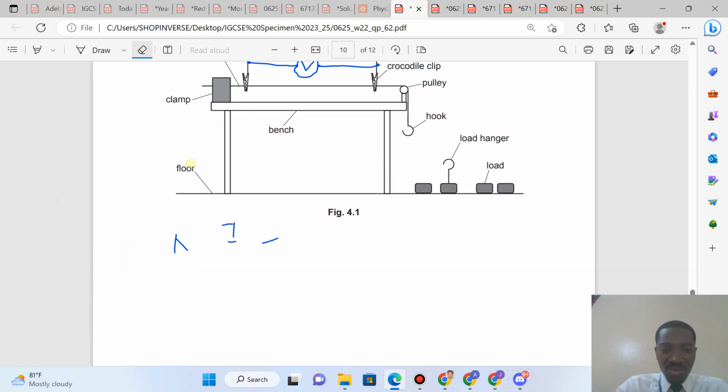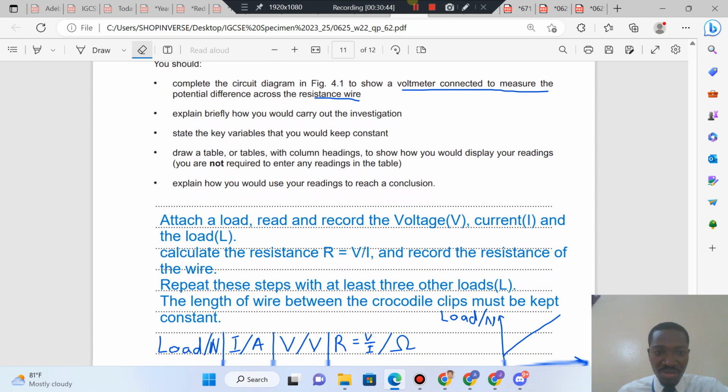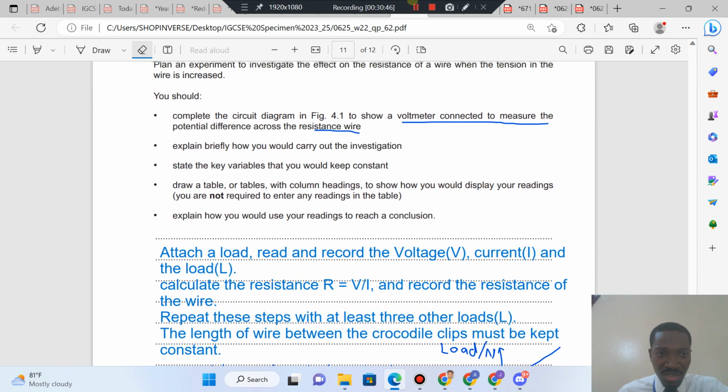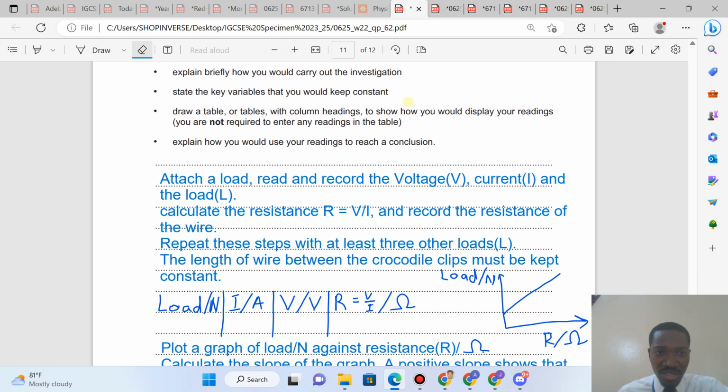Let us see the way I stated these answers so that you know how you write when you are doing your exam. Complete the circuit with voltmeter. I've done that. The second thing, explain briefly how you carry out this investigation. Attach a load. Read and record the voltage V, current I, and load L. So you read the voltage, the current, the load. What next? Calculate the resistance R equals V over I and record the resistance of the wire.